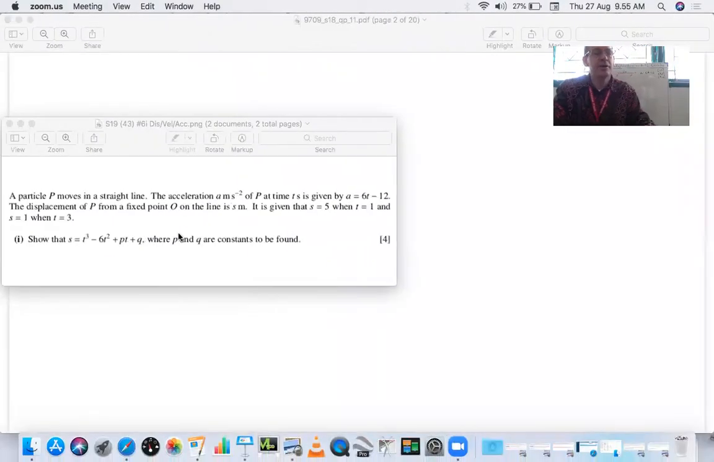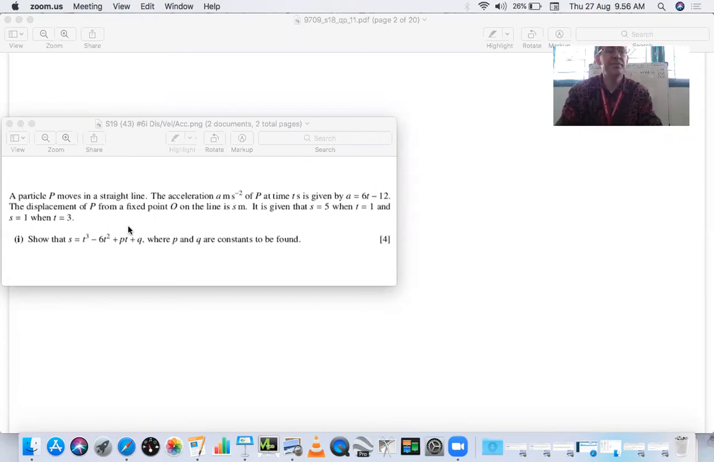And we see the particle moves in a straight line. The acceleration, A, in meters per second squared of particle P at time t is given by A equals 6t minus 12. So right away, notice that acceleration is already given as a function of time. So we already know that we're working with calculus right away because A is already a function of time.